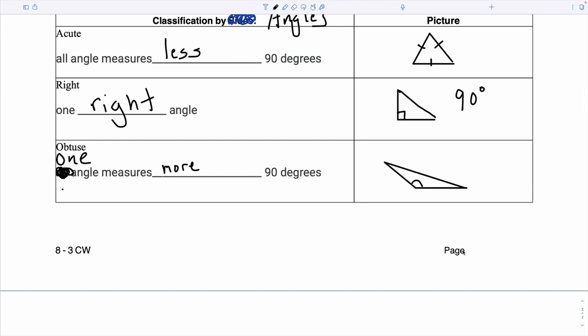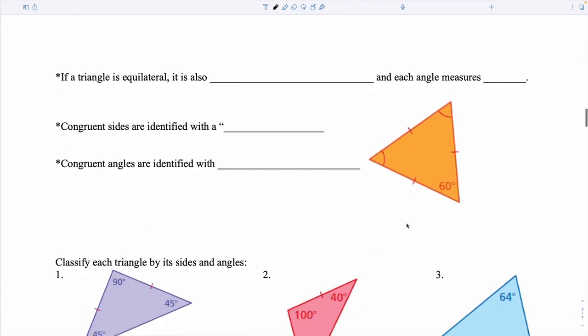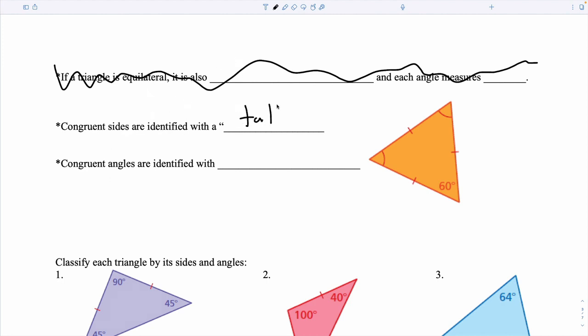You can make it right side up, whatever you'd like. Triangles can be flipped all over the place. They won't always be exact. Skip this first section. You're going to see that most problems are going to give you congruent sides with a tally mark like we did.